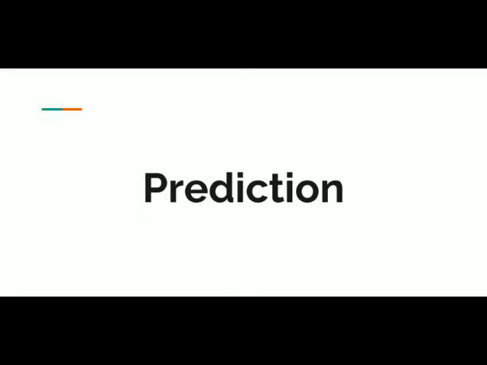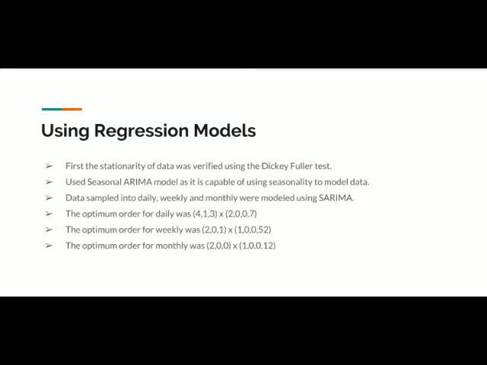Now we come to prediction. We've used regression models in prediction. The stationarity of data was initially verified using the Dickey-Fuller test, as that is a prerequisite for regression. We use the seasonal ARIMA model as it is capable of using seasonality to model data. We sample data into daily, weekly, and monthly, and we model this using seasonal ARIMA. The optimum order for daily, weekly, and monthly is as shown.